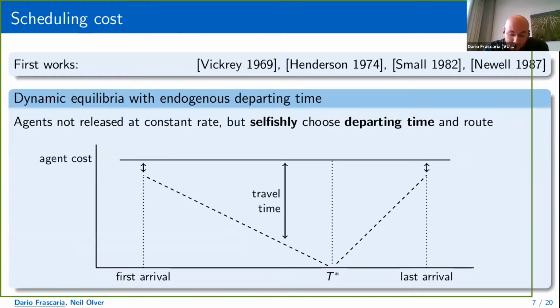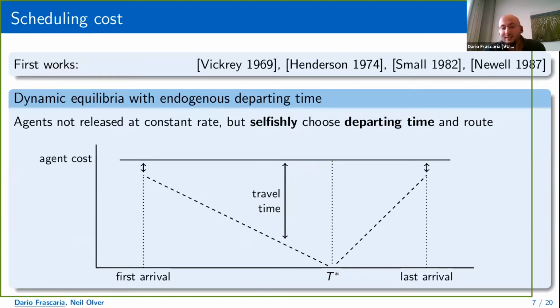So scheduling costs were first introduced by Vickrey in 1969, but they soon became the standard in the transportation economics literature because they are used to study equilibria with endogenous departure time. So equilibria where each agent chooses its departure time and its route.